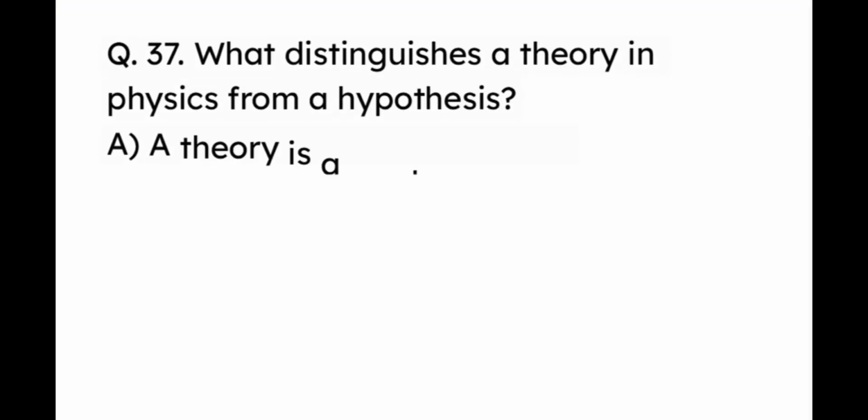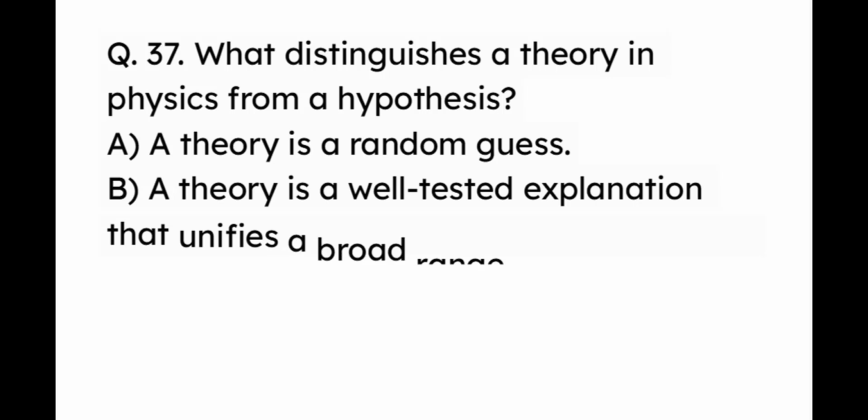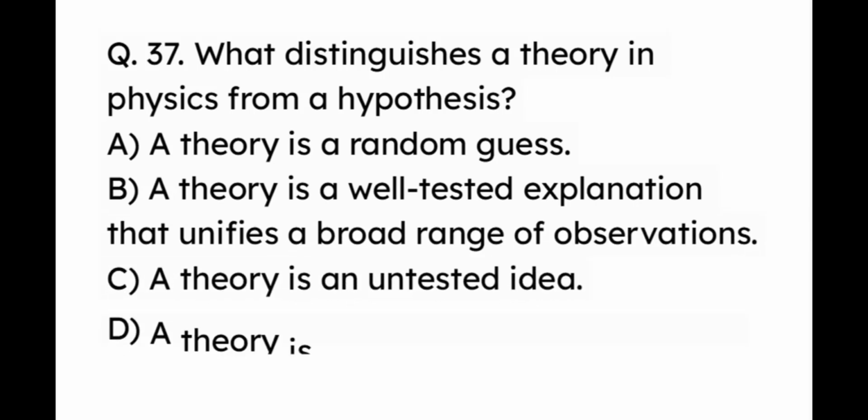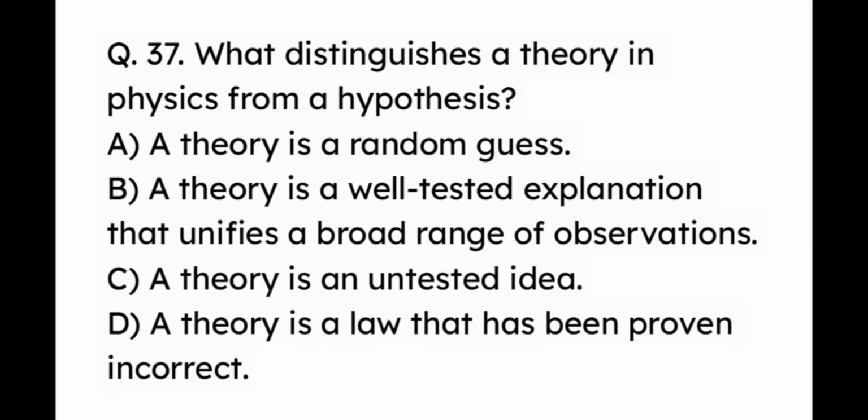Q37. What distinguishes a theory in physics from a hypothesis? A. A theory is a random guess. B. A theory is a well-tested explanation that unifies a broad range of observations. C. A theory is an untested idea. D. A theory is a law that has been proven incorrect.